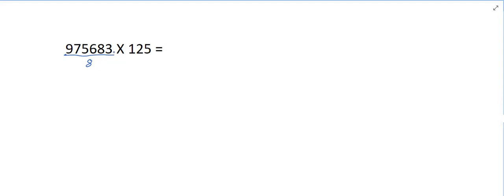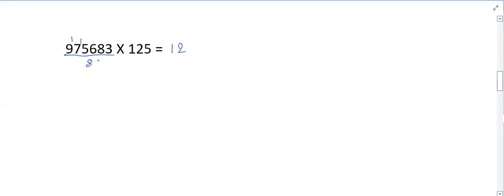Then 97 divided by 8. Why 97 directly? We can go digit by digit also. 9 by 8 with remainder 1, 1 time with remainder 1. So now it is 17 divided by 8, which is 2 with the remainder 1.